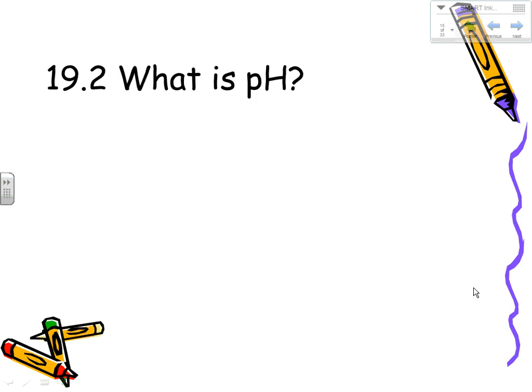I'm Brian Brown, and today we'll be looking at section 19.2, dealing with understanding pH calculations, how to calculate it, and how to get back to the original concentrations that it comes from. So what we're really looking at today is pH, and for this you're going to need a calculator handy.